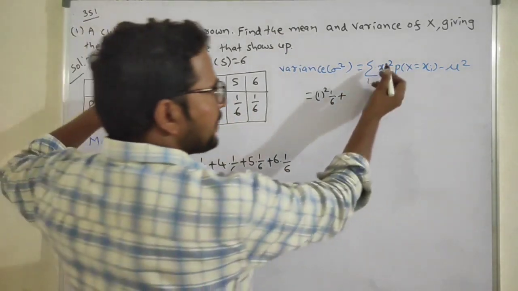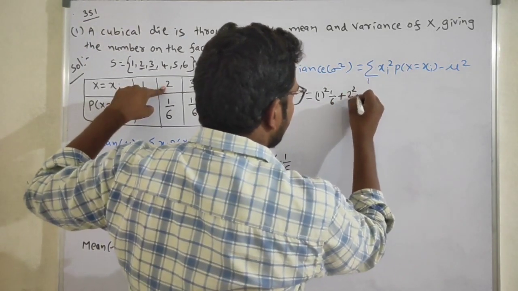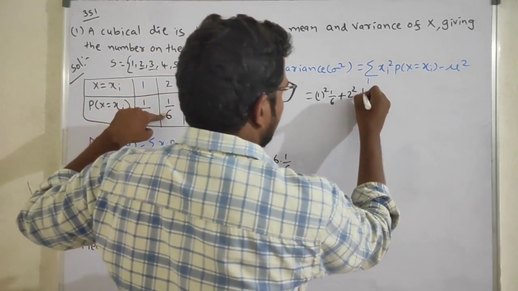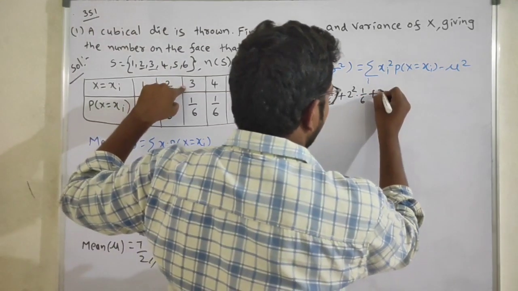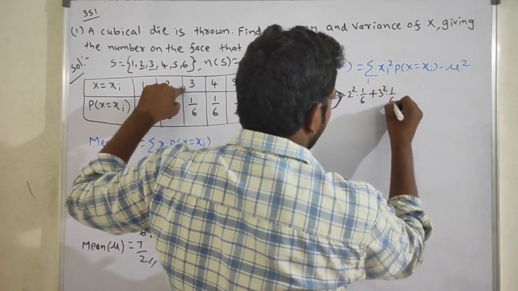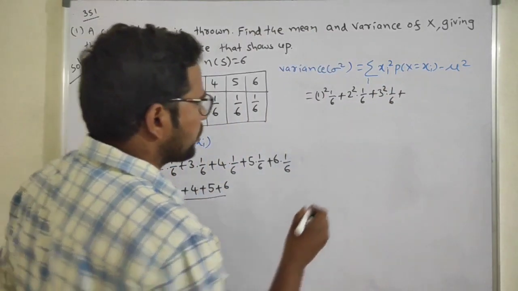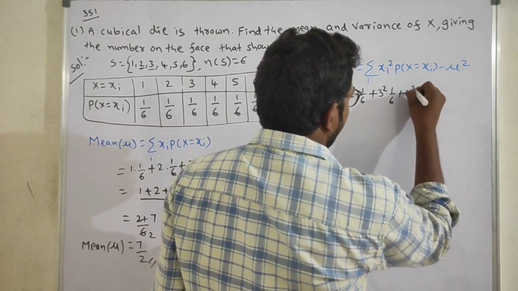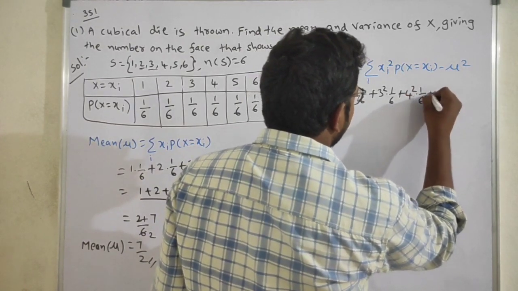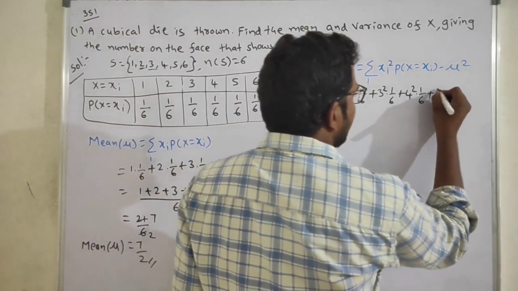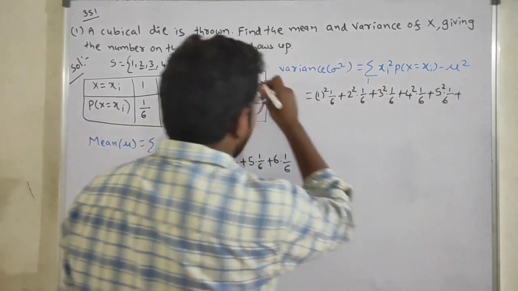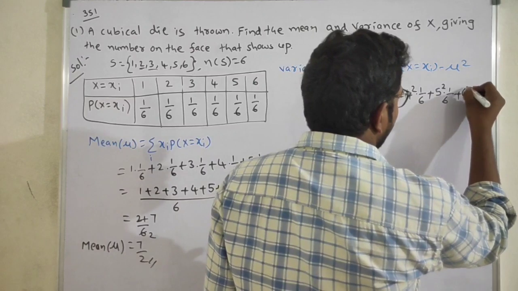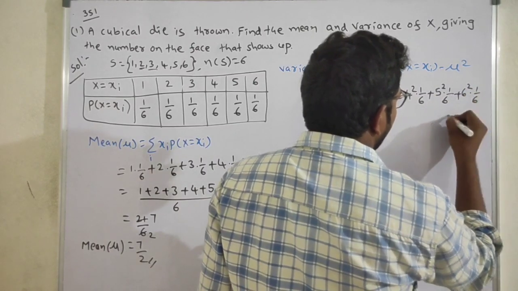Take 2 square, square kada, 2 square into probability of 2 is 1 by 6 plus third outcome 3. So take 3 square into 1 by 6. Next outcome 4. So take 4 square into 1 by 6. Next outcome 5. Take 5 square into 1 by 6 plus next outcome 6. 6 square into 1 by 6 minus mu square.